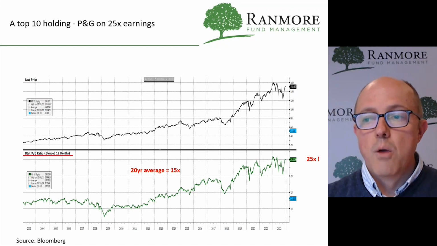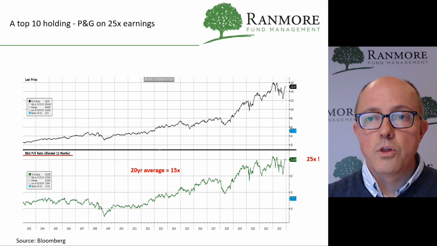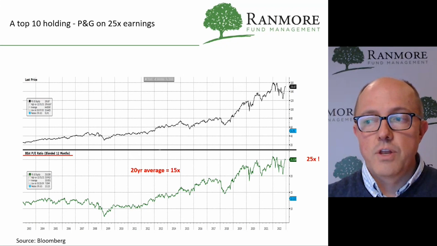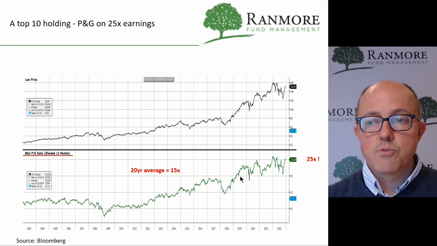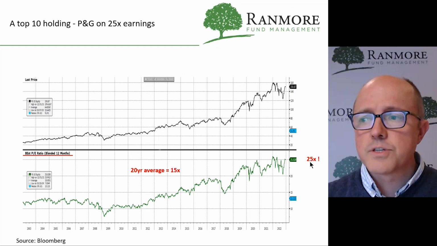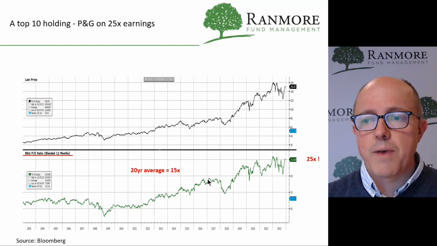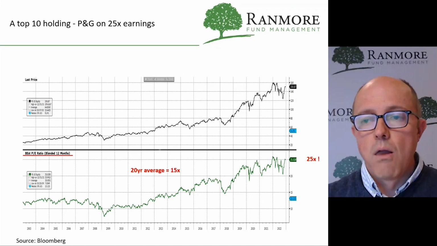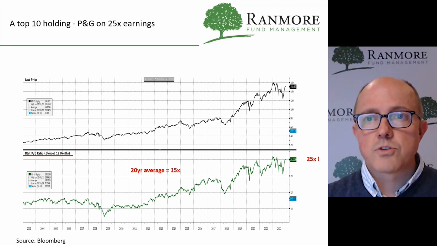Now, that means if you bought Procter & Gamble personally today and you paid out all the earnings to yourself as a dividend, and earnings were flat, it would take you 25 years to get your money back. It's like investing at a 4% return. The problem is if Procter & Gamble just goes back to being rated at 15 times earnings, you've lost 40% of your money. But you might say, oh, but hang on, Sean, maybe it's growing fast.